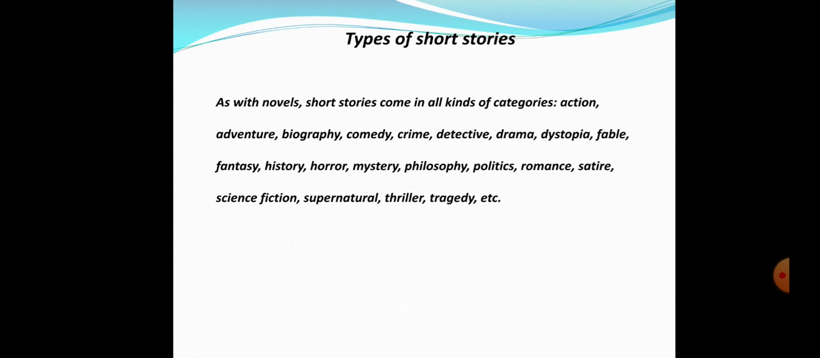Students, further I would like to tell you about the types of short stories. Short stories are of different types, just like a novel. These are like action stories, adventure stories, biography, comedy, crime, detective, drama, dystopia, fable, fantasy, history, horror, mystery, philosophy, politics, romance, satire. Then there can be science fiction, supernatural stories, thrillers, and also tragedy or tragic stories.